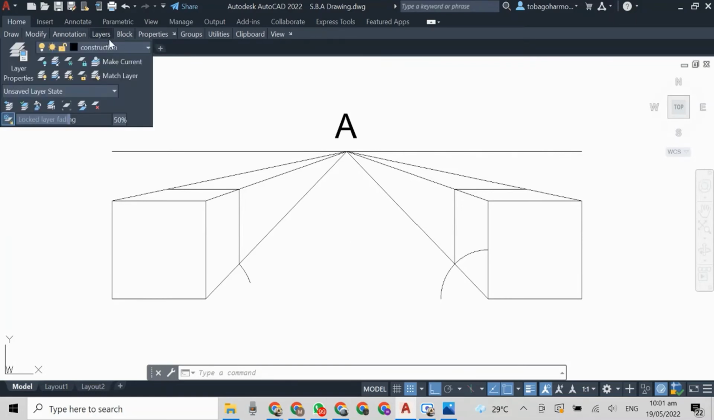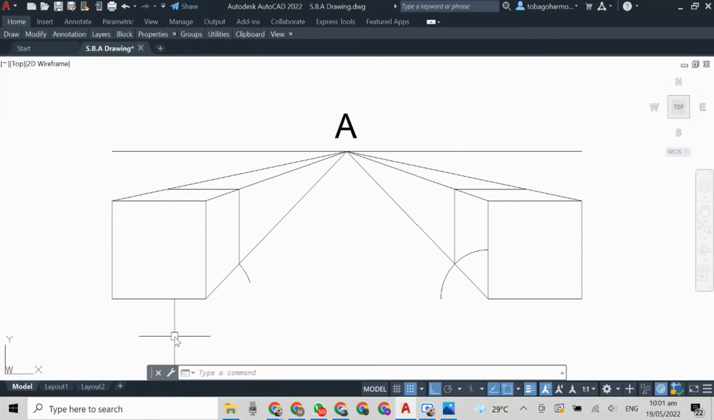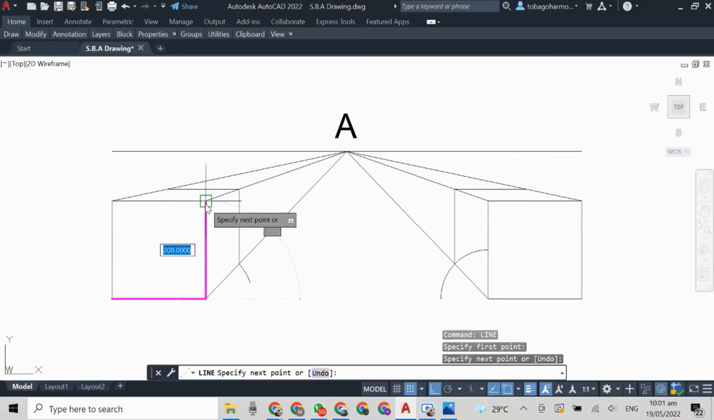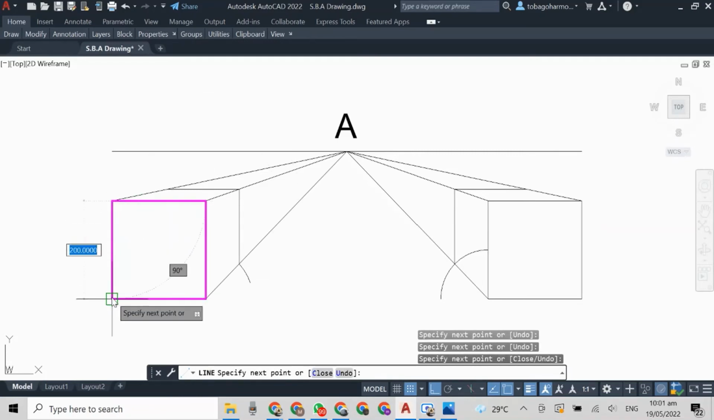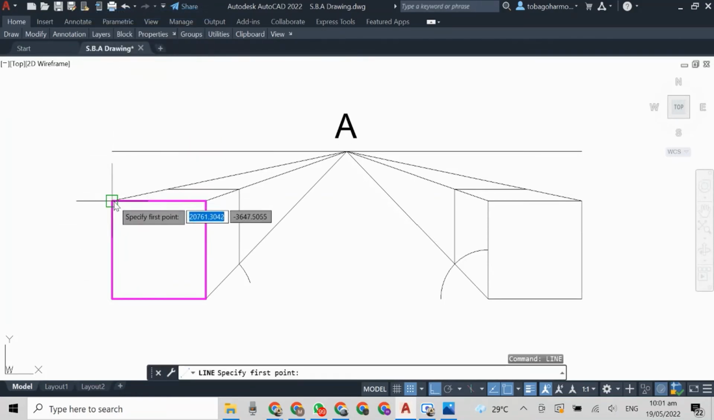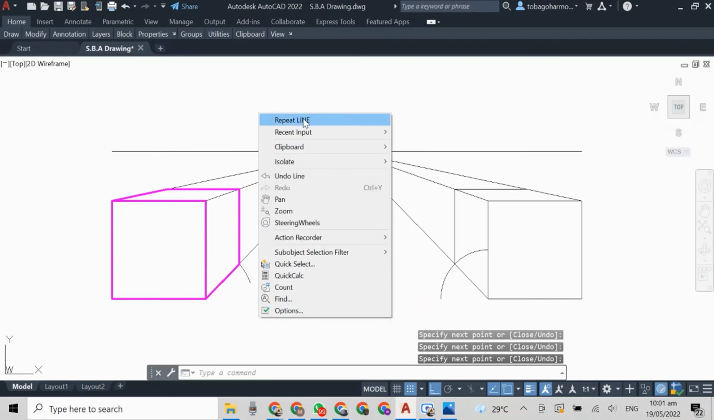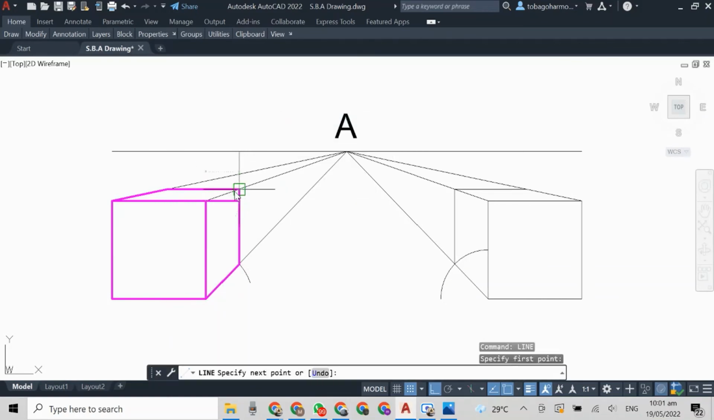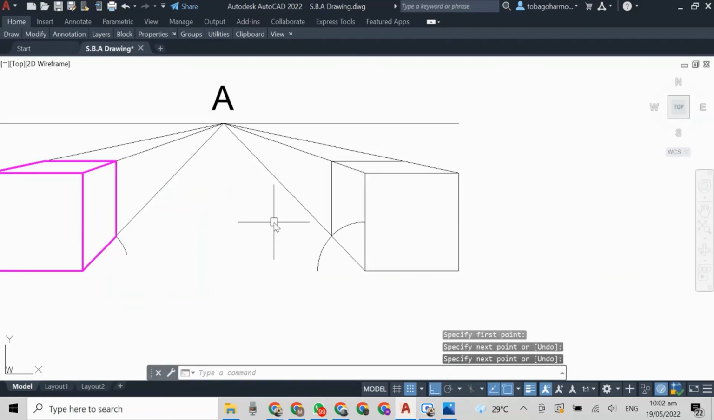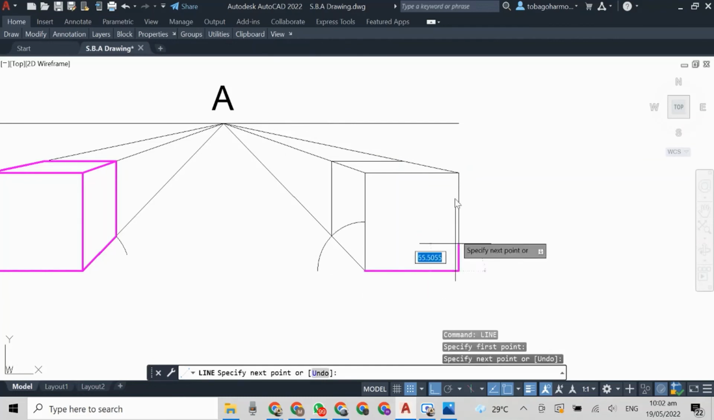Okay, so we have our two cuboids here, and what we're going to do now is just simply change the layer so that we can highlight them and make them easy to distinguish or easy to identify. So that's one of the cuboids, and this is the second one.